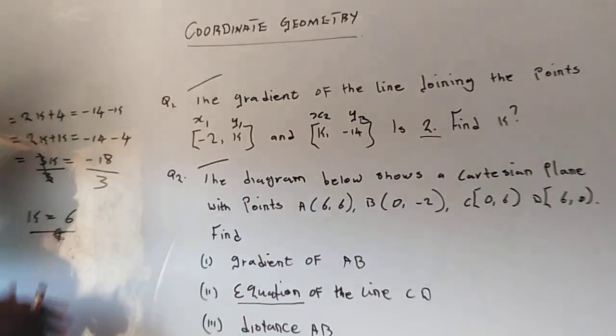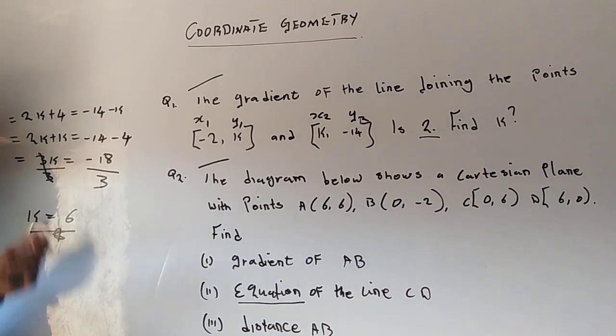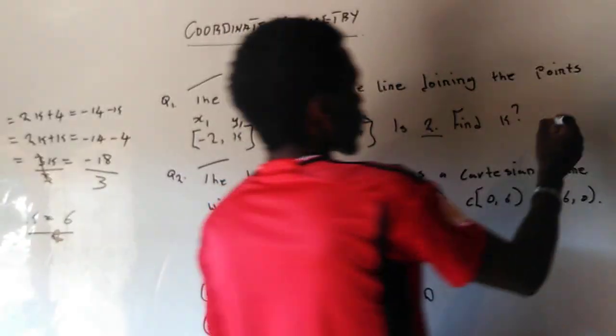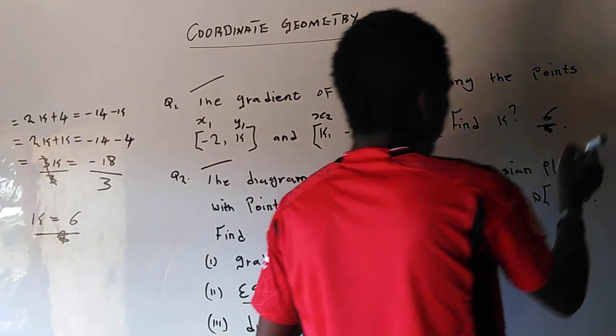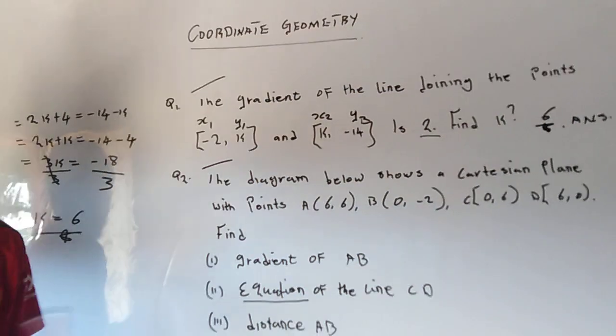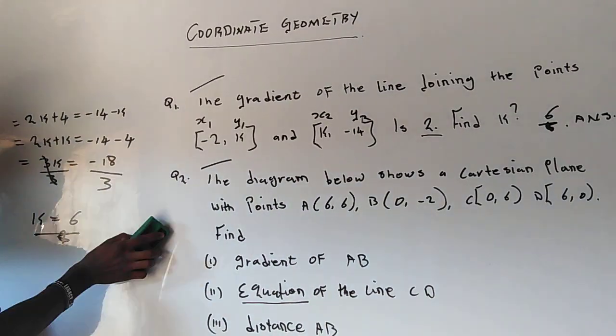All right, let's proceed. So that was our first solution. So say k is equal to 6 as the answer. Okay, let's now go to the second part.